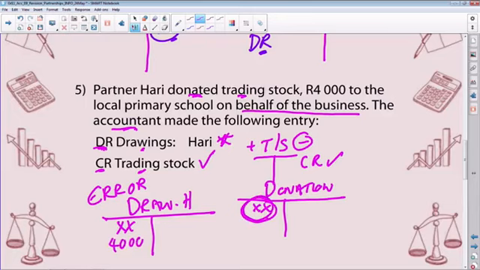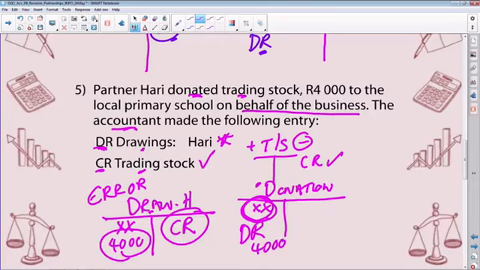So how do I fix this? Remember guys, I can't just erase this. I'm going to have to fix it with a debit and a credit. So in order for me to fix this error, drawings must now be credited. If I credit drawings, I'm now removing this 4,000, and then I debit donations with this amount of 4,000. I'm going to say this one more time: drawings will be credited in order to fix the error, and now I correctly debit donations with that amount of 4,000. So let's do that.